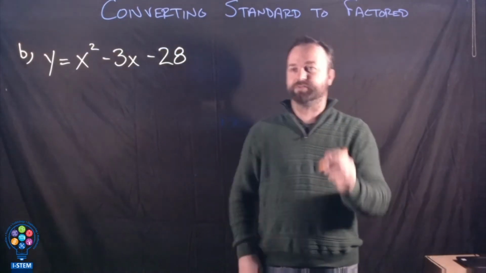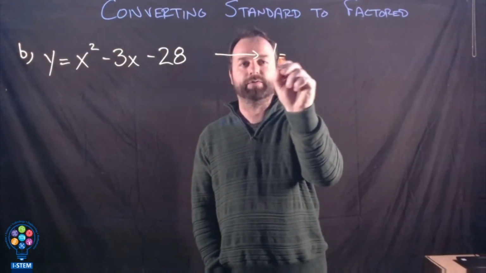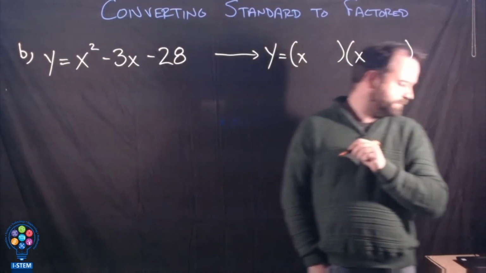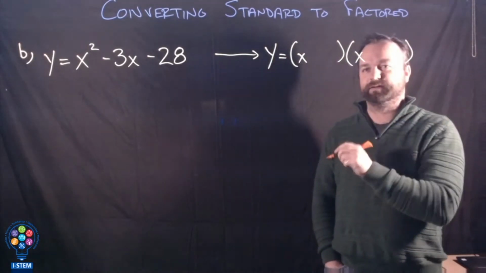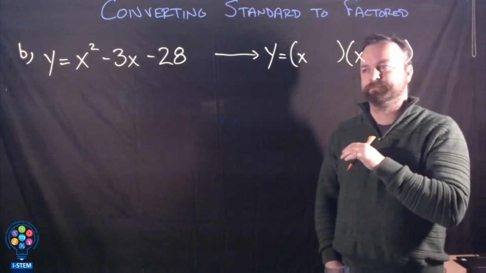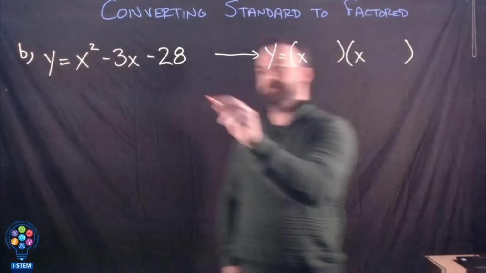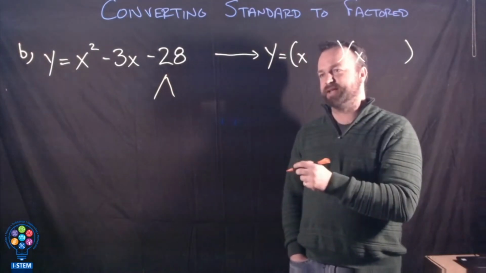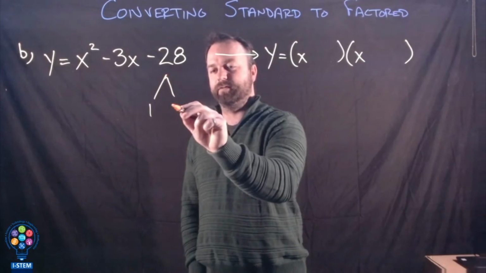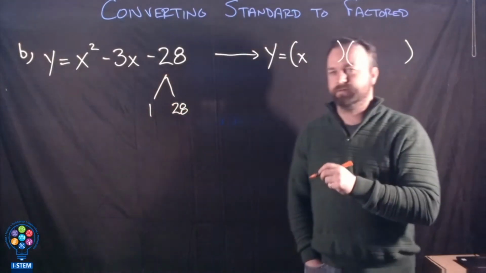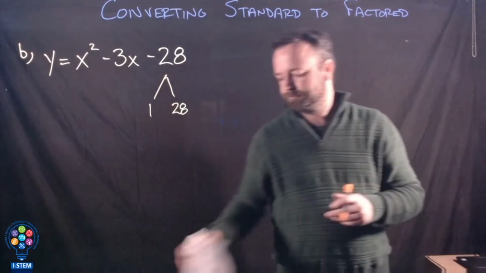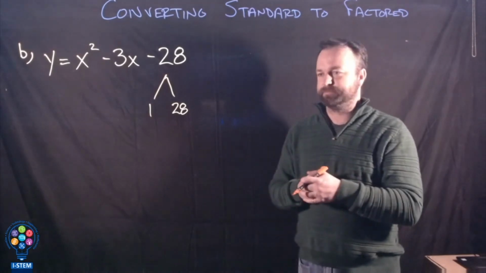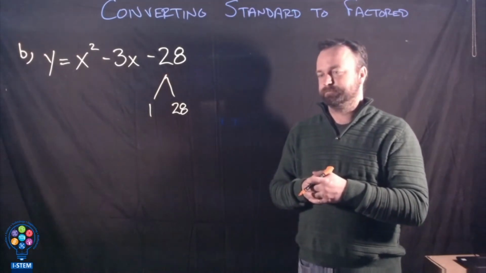And I want to factor this, which means I want to convert it into something broken out like that, x plus or minus something, x plus or minus something. And so to do that, I'm going to look at negative 28. I need two numbers that multiply to negative 28. So I think about the two factors 1 and 28. 1 times 28 is positive 28, not negative 28. So how do I fix that? Make one of the numbers negative.